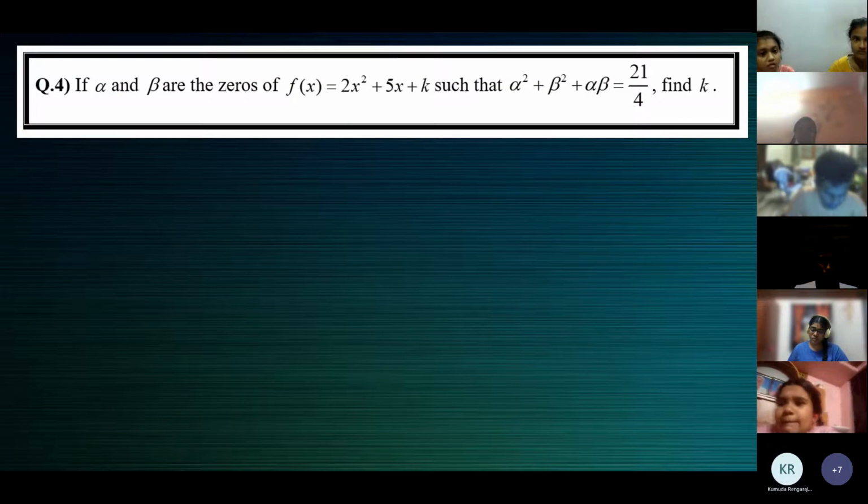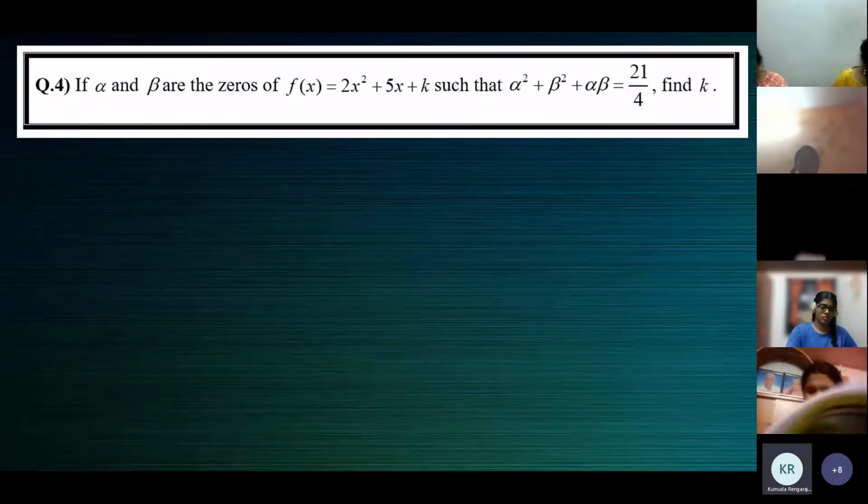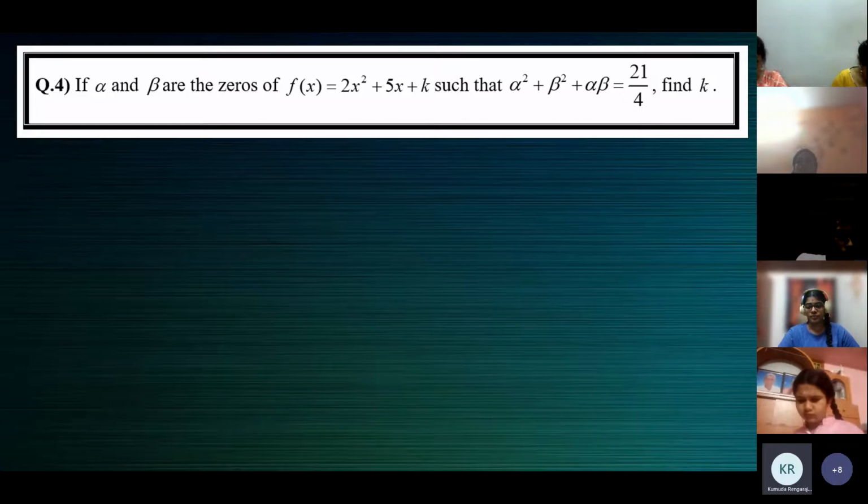All right. Write down the question. If alpha and beta are the zeros of f(x) = 2x square plus 5x plus k, such that alpha square plus beta square plus alpha beta is equal to 21 by 4, find k.